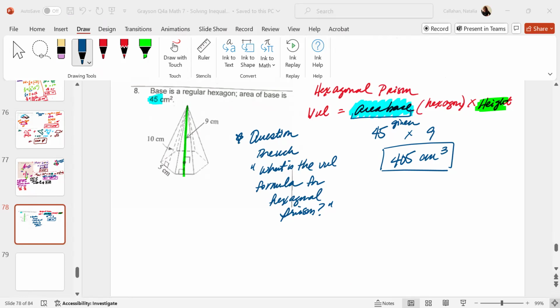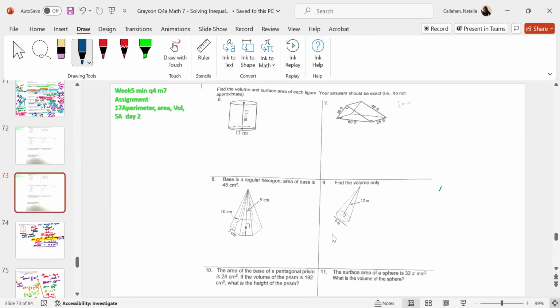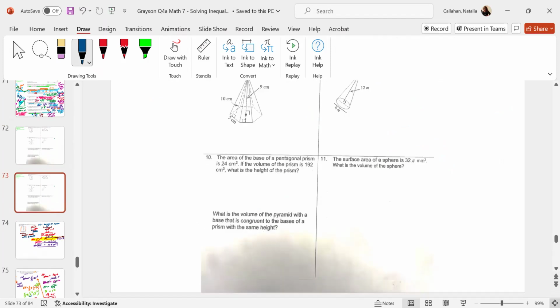What is the volume of a hexagonal prism with area of base equal to 45, right? 45 and height equals 9. Let's see what it gets me. Oh, so it's just 45 times 9. So 405 is what we got. Okay. That's it. All right. Next question. What's the next one that we have not gone over? Okay, I think so.